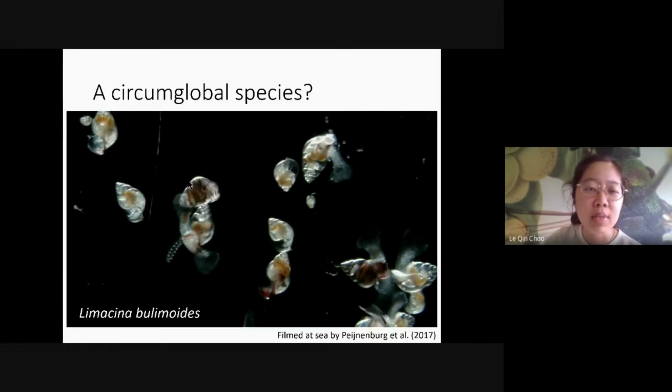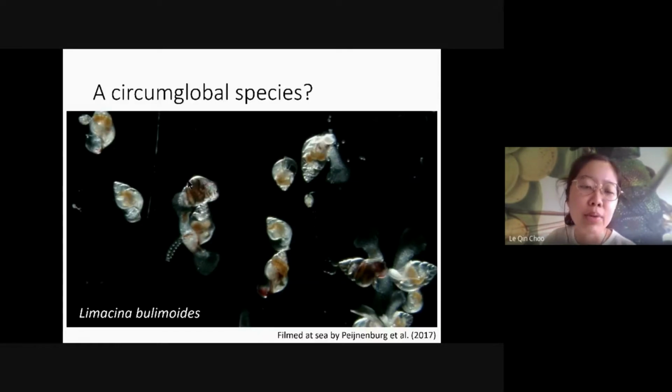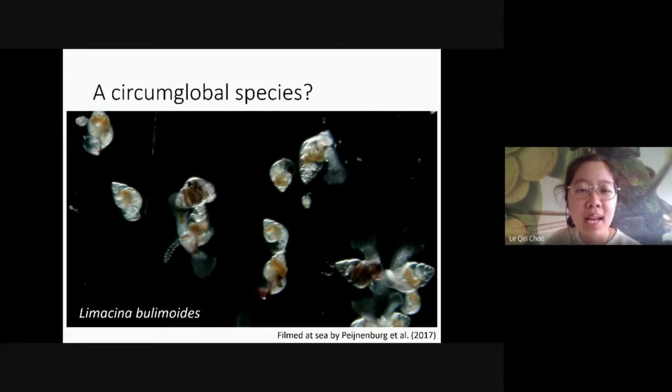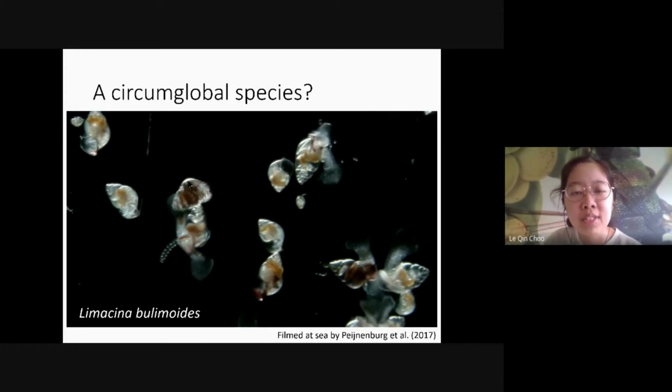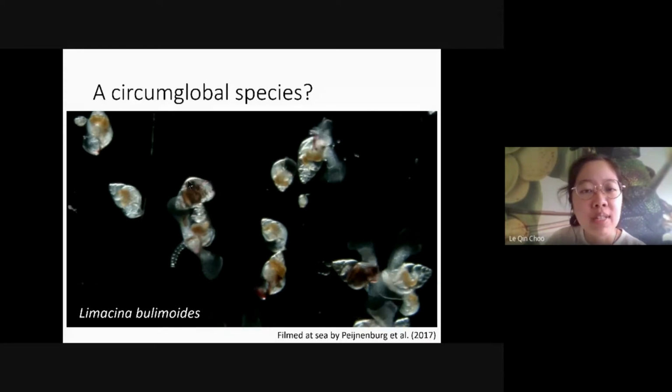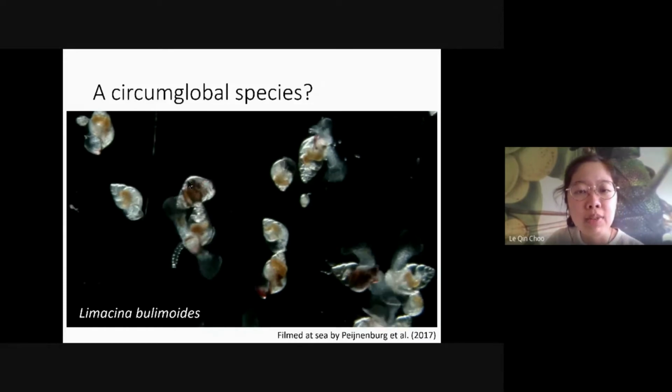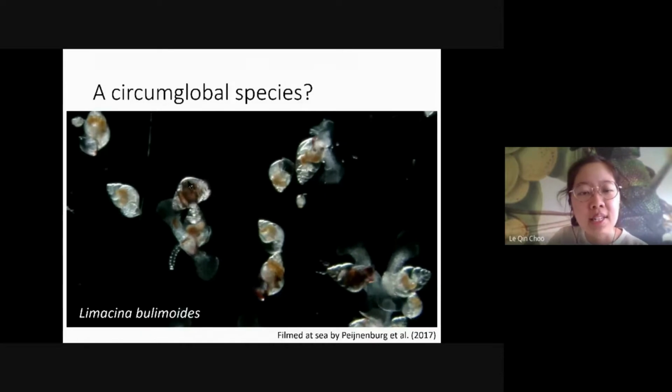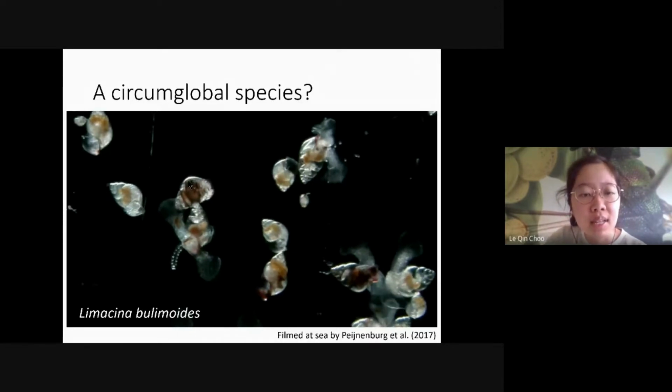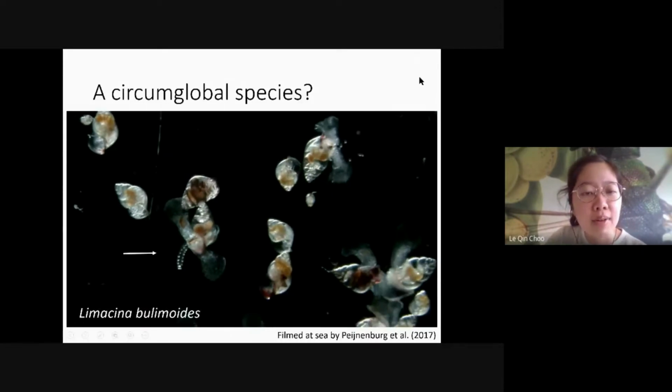We focus on this species of shelled pteropod, Limacina bullimoides. We know that they hatch from eggs into veliger larvae and then mature first as males before becoming female later in life. They also have internal fertilization and lay egg strings, as indicated by the arrow over here.